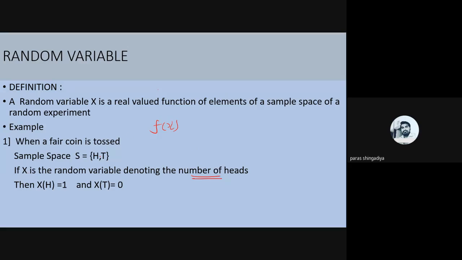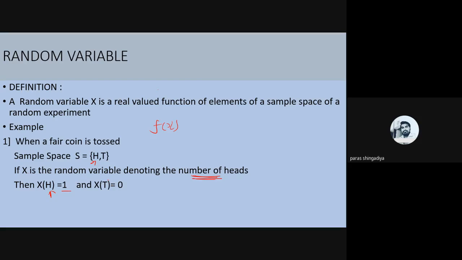Okay, so collect the input value from the sample space. The first input value is H. So X of H. What is the condition of X here? What is the condition of the random variable? It is denoting the number of heads. How many heads are there? So in X of H, how many heads? It is one only. It is one head in X of H. How many heads? That is one only. So what will be the output of X of H? That is equal to one.